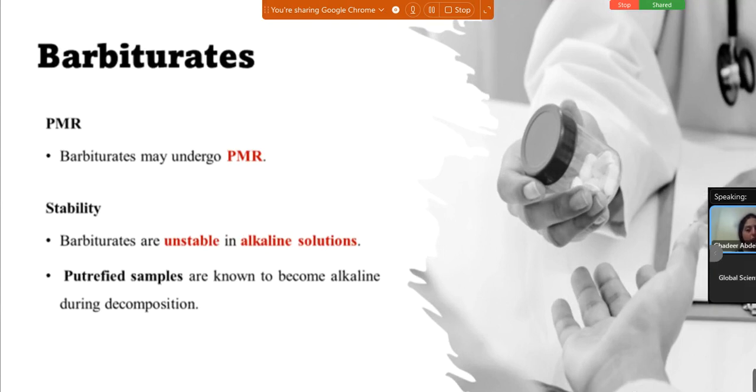Barbiturates may as well undergo postmortem redistribution, and they are unstable in alkaline solutions. And here we have to emphasize that putrefied samples are known to become alkaline during decomposition.